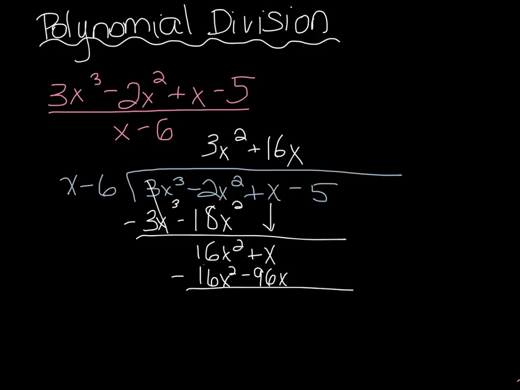Again, we subtract. Subtracting a negative is the same thing as adding, so that's going to give us a positive 97x. We bring down that negative 5. And then the x goes into the 97x, a positive 97 times. When I multiply, I'm going to get 97x, which is going to give us a negative 192.